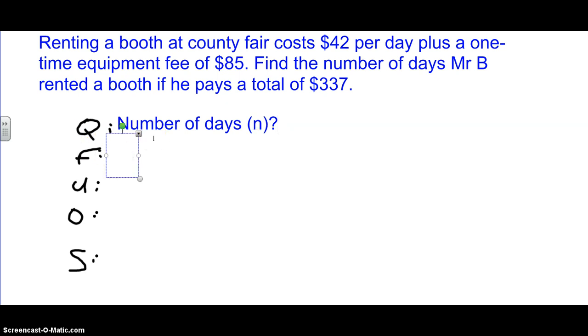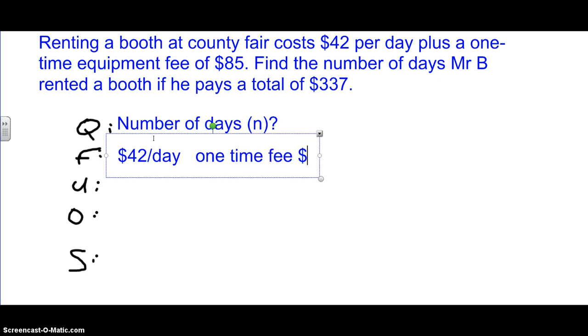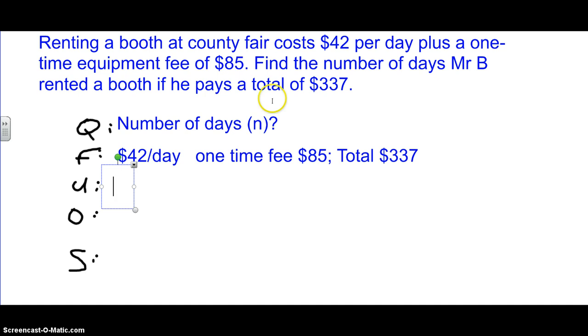Let's see. One fact is we have the cost of $42 per day. Another fact is he has this one-time fee of $85. And is there another fact? Oh yeah, he has a total cost, total of $337. Good. Okay, I think we need all of those things. How about any unnecessary facts? Any unnecessary numbers? No, I don't see any.